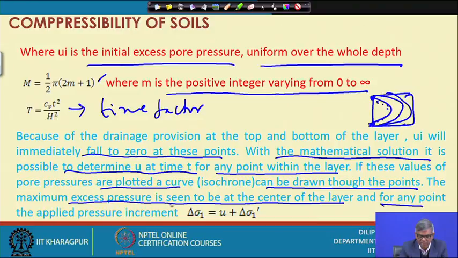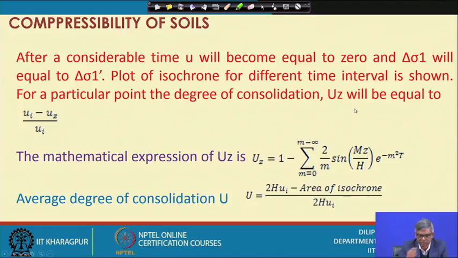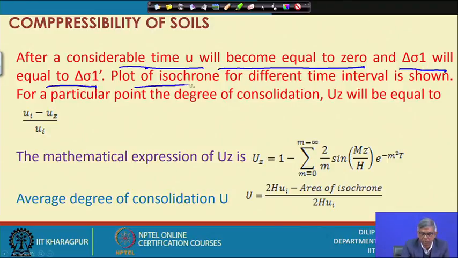The maximum excess pressure is seen to be at the center: at time t 1 this is maximum, for t 2 this is also maximum, t 3 also maximum here. Whatever the time, the isochron gives the maximum value at the midpoint of the layer. The isochrons are shown in the next page. After a considerable time, u becomes equal to 0 and delta sigma equals delta sigma dash. This is the plot of the isochrons for the different time intervals, which I will show next.